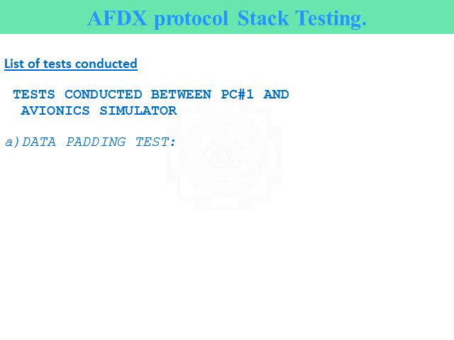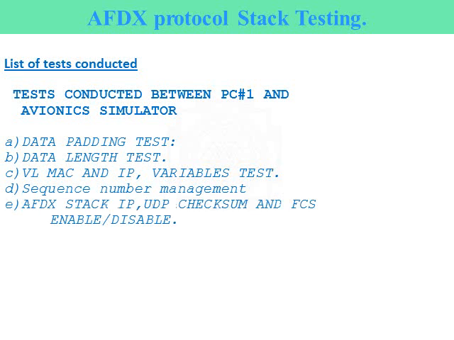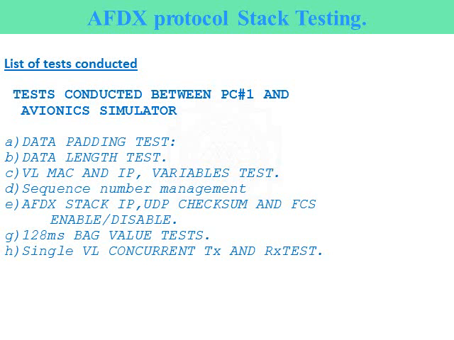Data padding test: data less than 16 bytes I have appended, and the protocol takes care and makes it 16 bytes. Data length test, which is a protocol requirement: various lengths from 0 to 1471 bytes I have tested. VL, MAC and IP I have varied to different combinations and it worked. Sequence number management test, AFDX tag, IP, UDP, checksum, etc. And BAG value test from 2 to the power of 0 to 2 to the power of 7 I have tested. And concurrent TX and RX together in a single system I have tested.